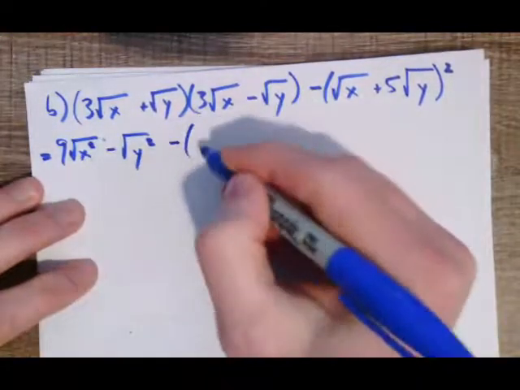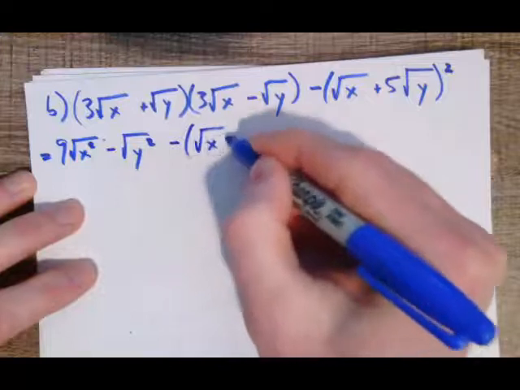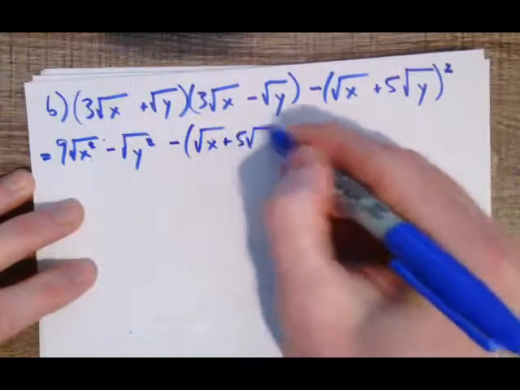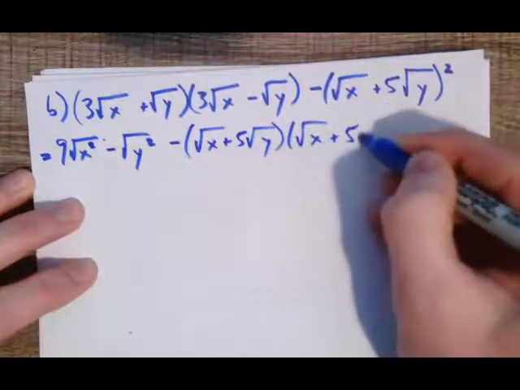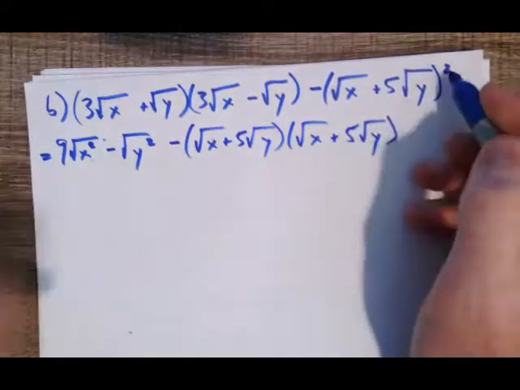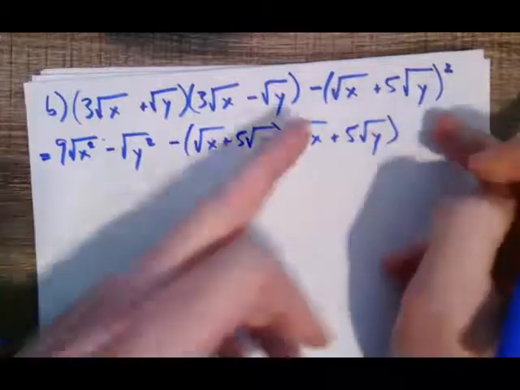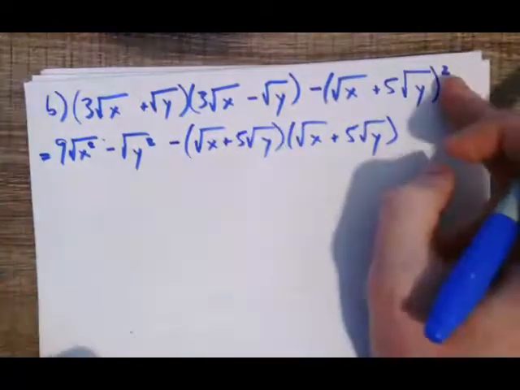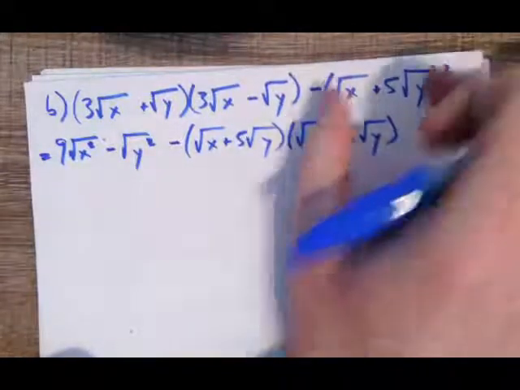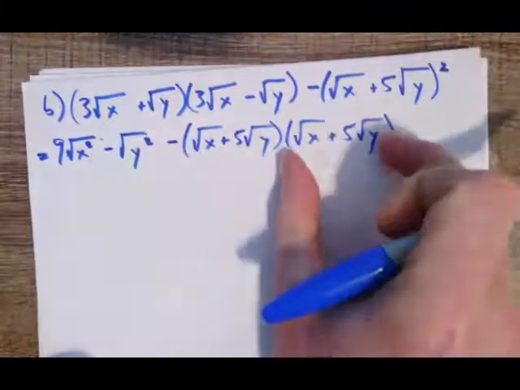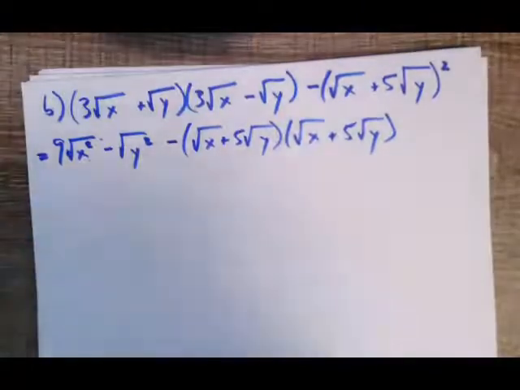I'll just expand it so we know what we're looking at. Root of x plus 5 root y times root of x plus 5 root y. This whole bracket set up here, like right here, this is squared. It doesn't mean this is squared and this is squared. It means this whole thing multiplies itself. Cha-ching, cha-ching. So that's how we got to write it out.